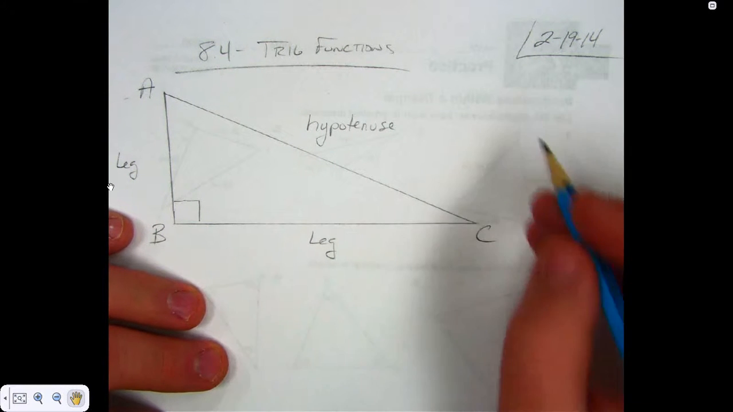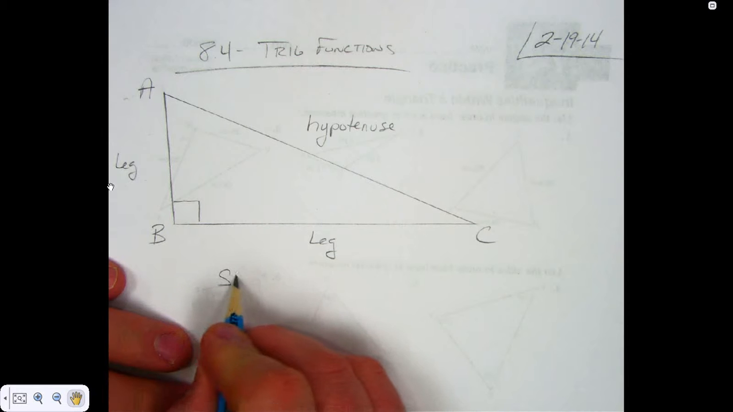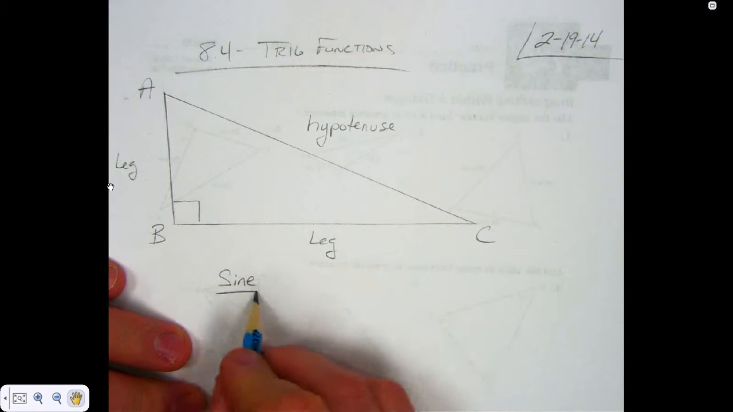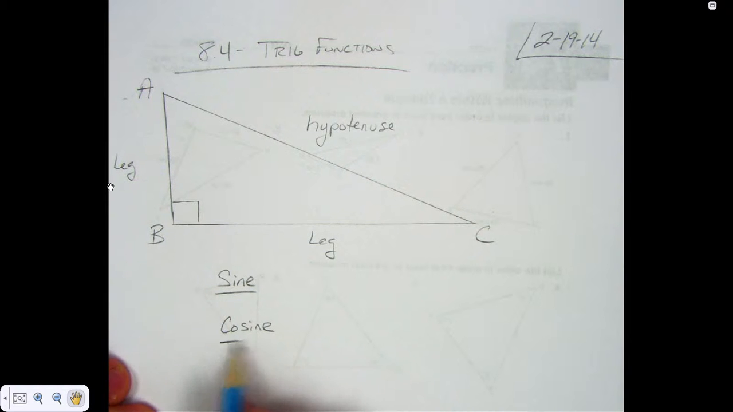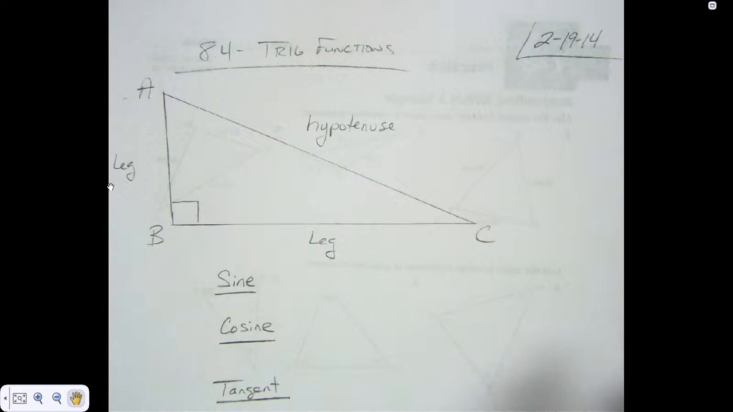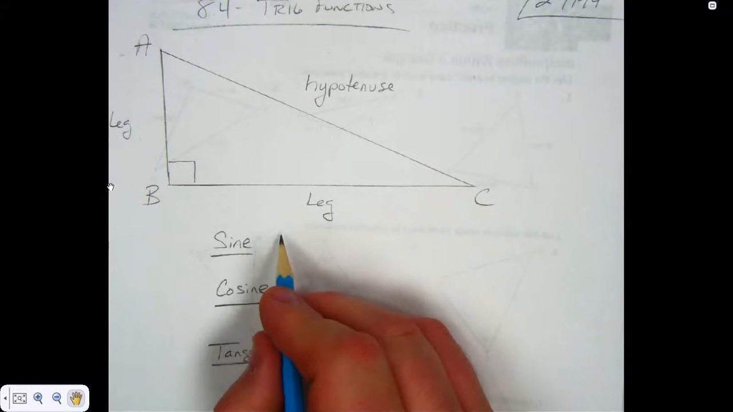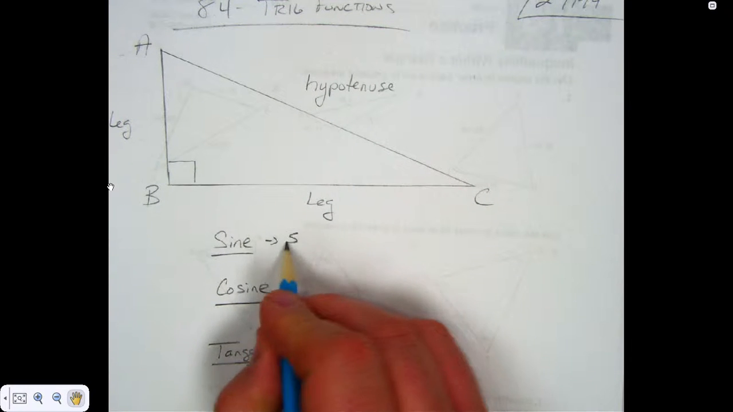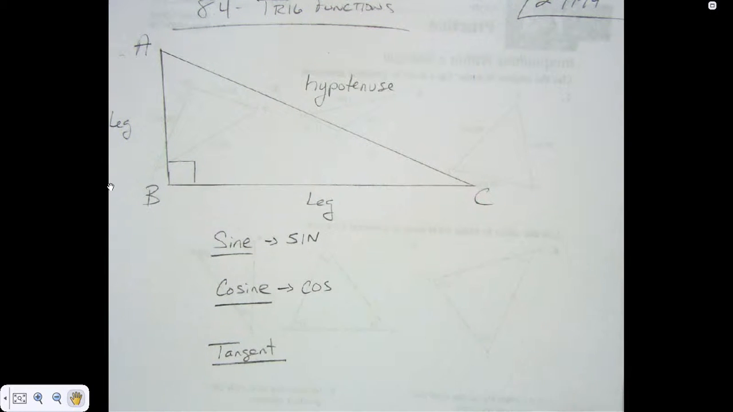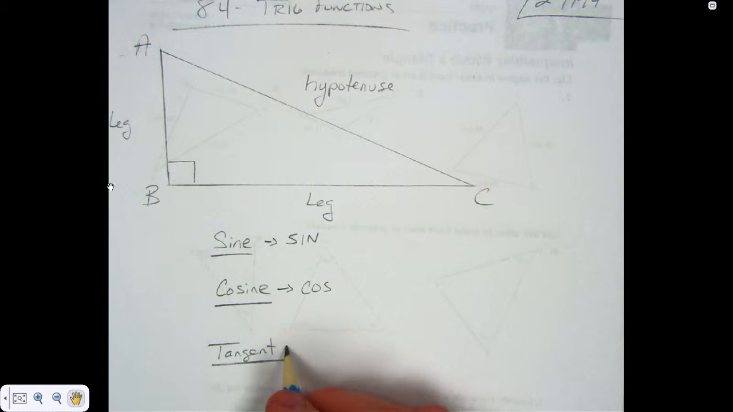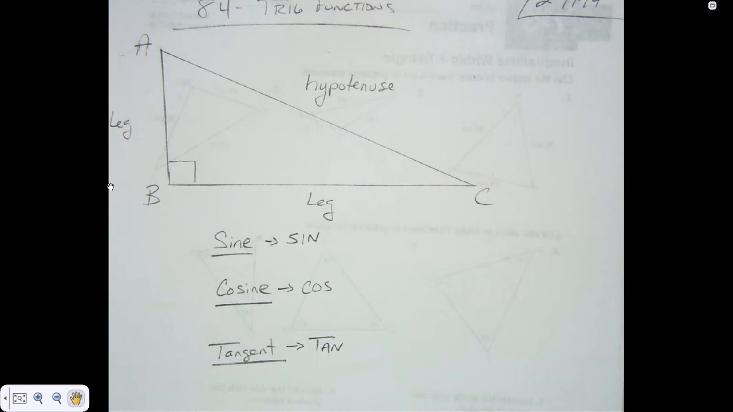Okay, the main functions are what is called the sine, cosine, and tangent. You will see this written mostly like this, S-I-N. You will see this written as C-O-S. And you see this written as T-A-N. Okay?